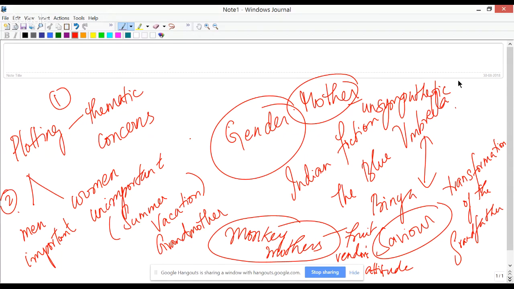So in Games at Twilight, we do have an unsympathetic mother, and to have an unsympathetic mother is very interesting and not very common, because motherhood is supposed to be all that is good and warm and, you know, caring and tenderness itself.